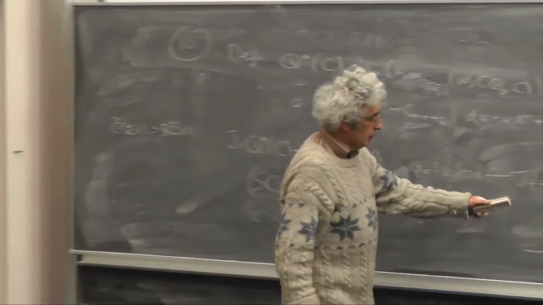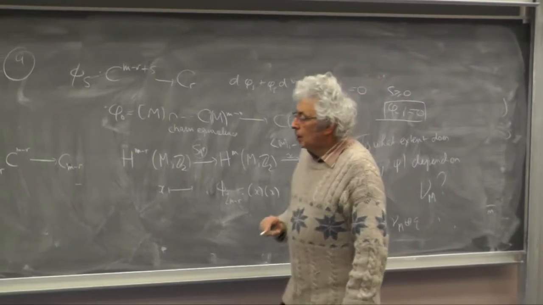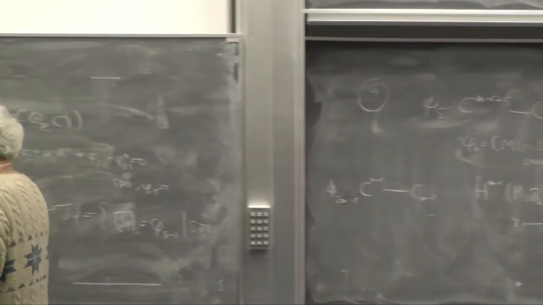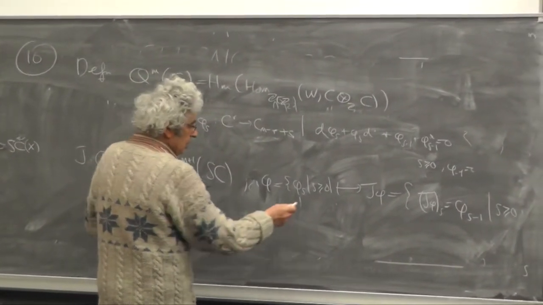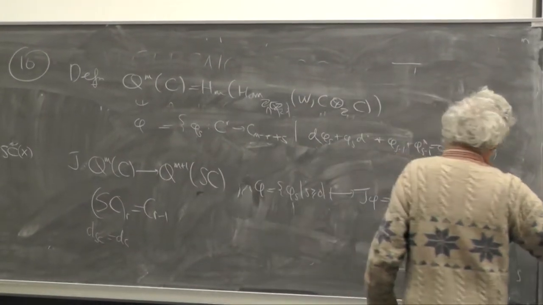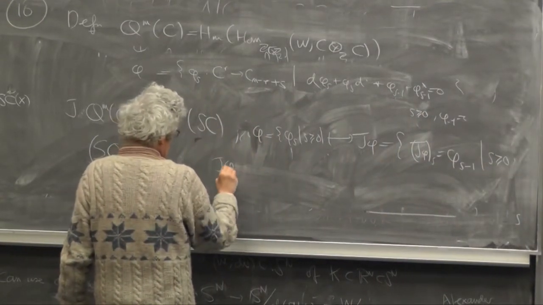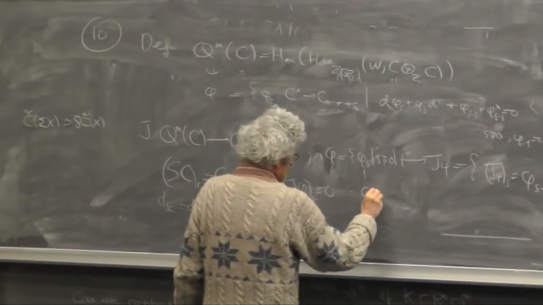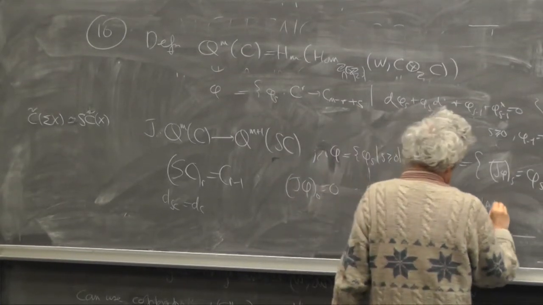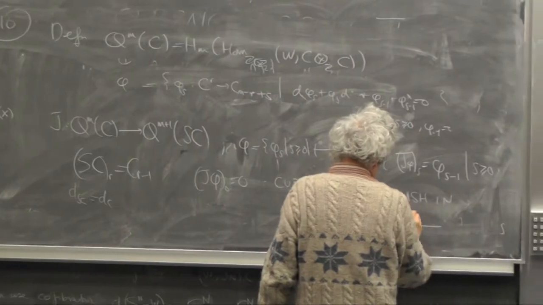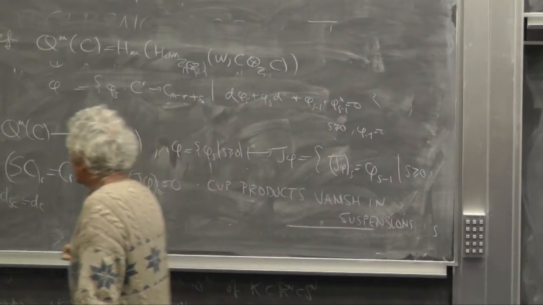And one can work out what's going on here. I should say, I am using this convention. So, for example, you can see this is not an isomorphism, because J phi 0 is 0. And this is the analog in this world of cup products vanishing in suspensions. Like that kind of suspension.